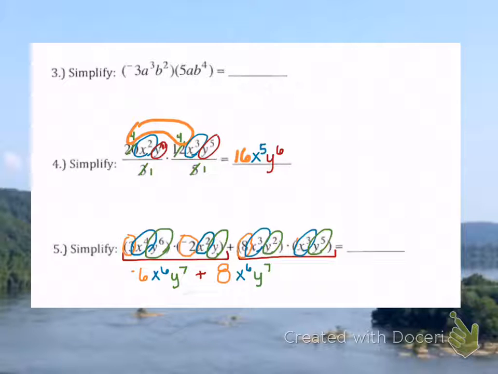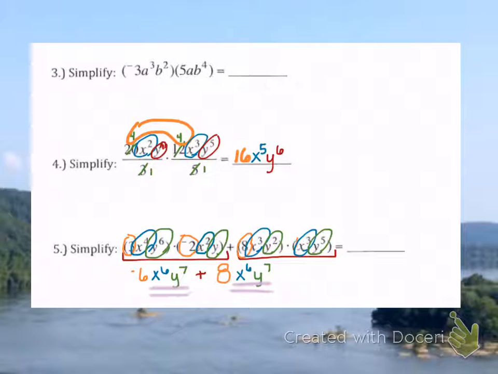And I hope you'll notice that these are like terms. They both have x to the 6th, y to the 7th. Like terms have the same variables to the same power. Now we cannot add or subtract unlike terms, even though we can multiply and divide unlike terms, but we can add like terms. And since these both have the same variables to the same power, we can add them.